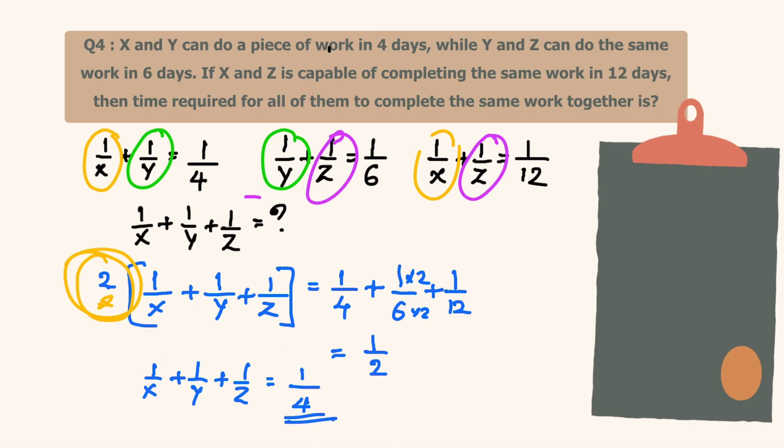This is the time taken together. We have to take the next reciprocal. Taking reciprocal, we will get 4. So 4 days is the answer. This will be the time taken by all of them to do the work together.